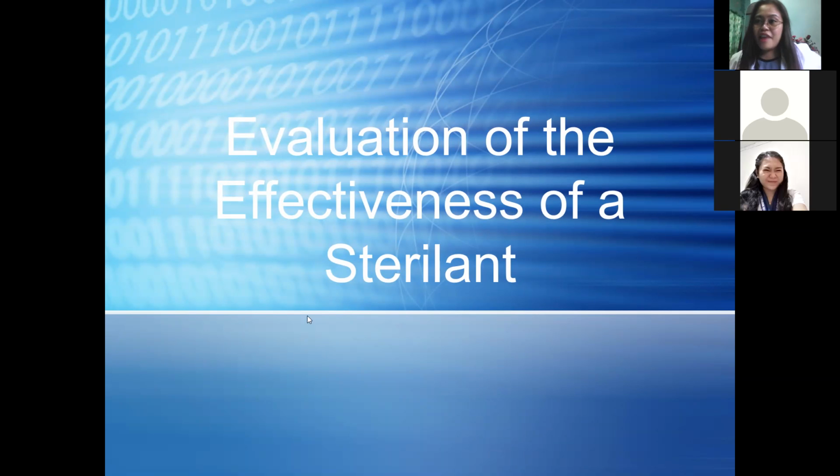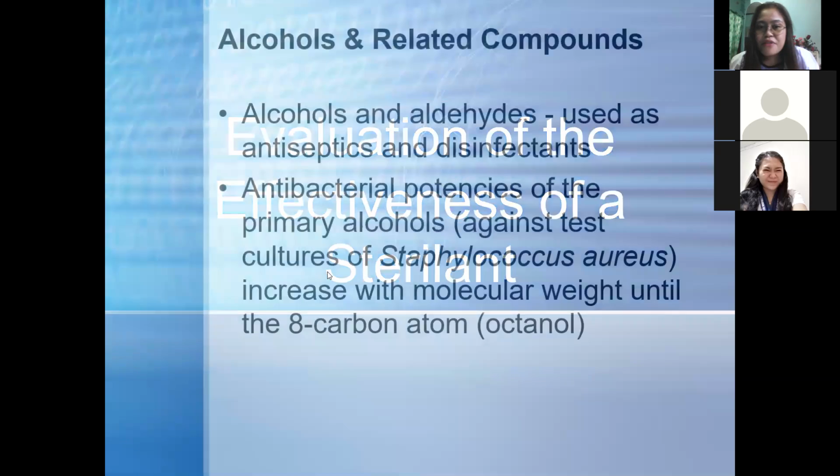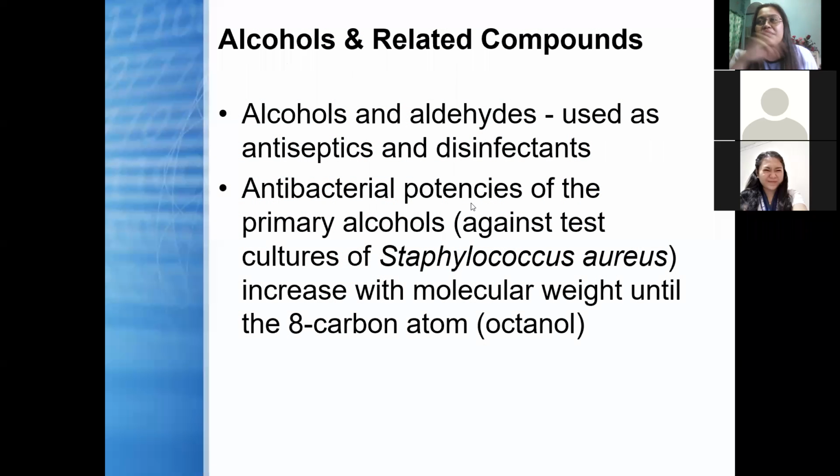So let's proceed. Evaluation of the effectiveness of our sterilant. Let's start with the discussion of alcohols and related compounds. Especially now, the use of alcohol is very rampant. We rely on alcohol now as an antiseptic. But take note that alcohol can be either an antiseptic or a disinfectant because you can also apply it to inanimate objects. Including not just alcohol, please also take note of aldehyde food.